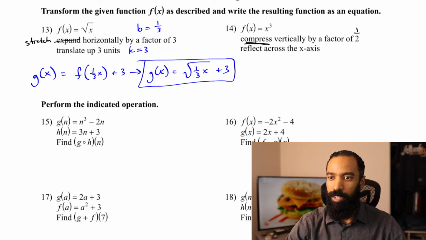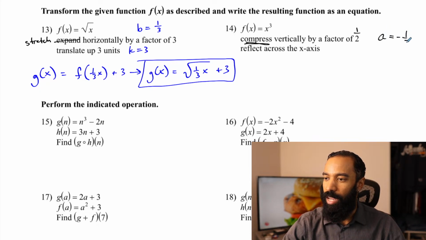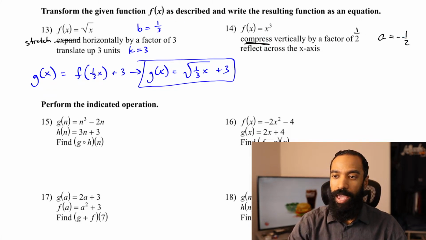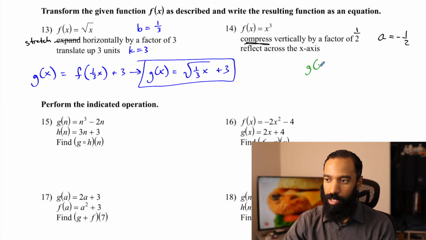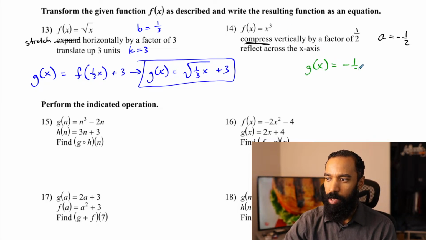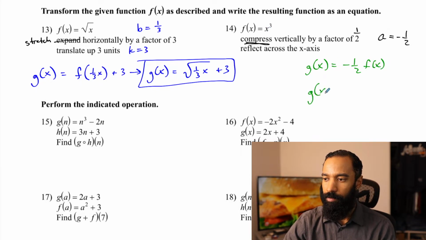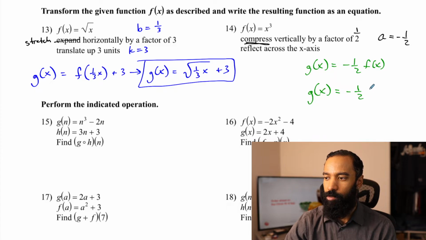Hold on, I just pressed a button I didn't want to. A is -1/2 right there. And that's all we're doing? It looks like it. So a is -1/2. So the original f of x was x cubed. Our g of x, we're going to take our f of x and multiply by -1/2. -1/2 times f of x. This was x cubed. Well, now it's -1/2 x cubed. And that should be the guy right there.